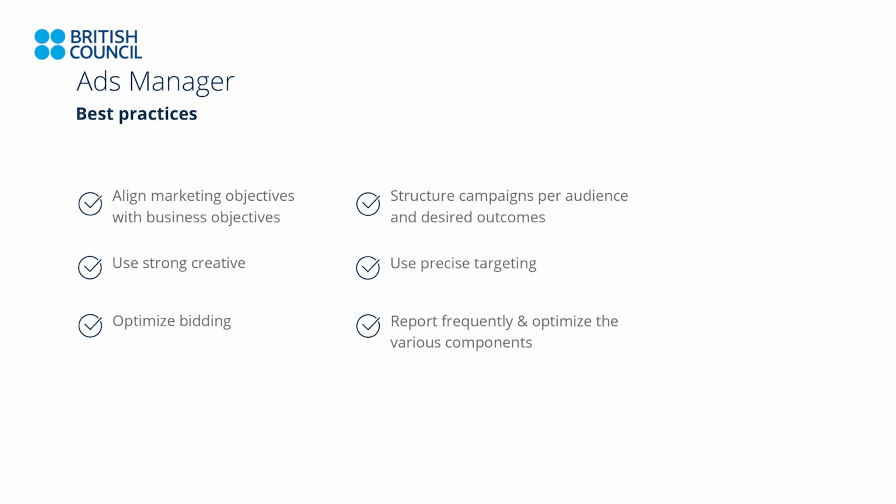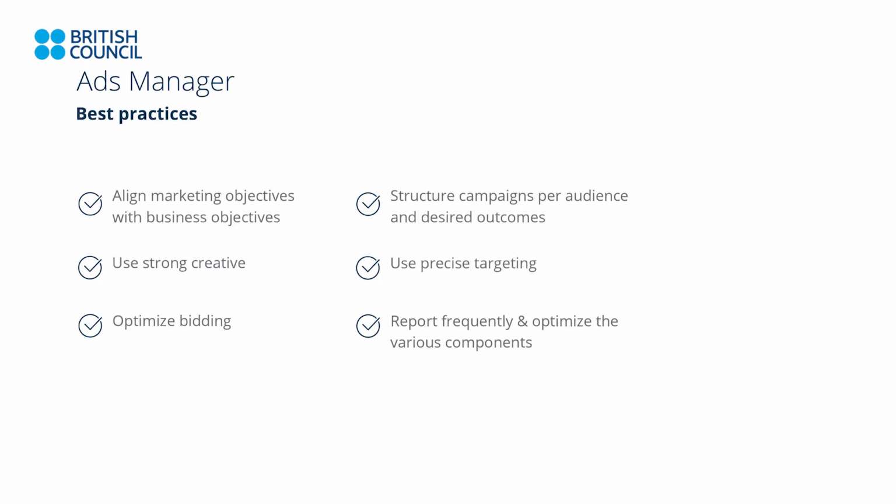Use precise targeting. Ensure that you're targeting the right people. Be as niche as possible. Don't be too small. So don't have a very, very niche audience that your ad is not serving to more than 500 people. But don't also have an audience that's too broad that you're reaching people that you should not be reaching to. When you're doing campaign setting, always think about relevance. The better you target, the more relevant your creatives or your campaign would be to your target audience. And then report frequently and optimize the various components of your campaign.